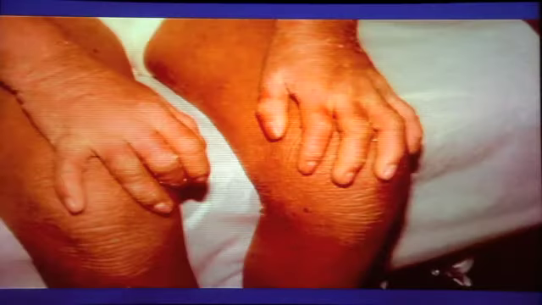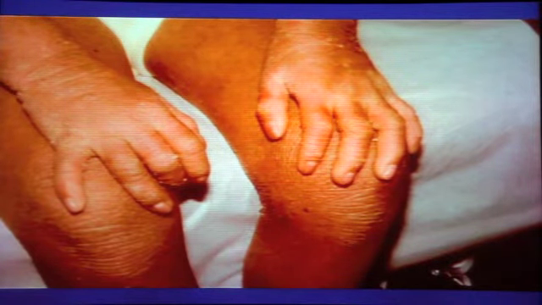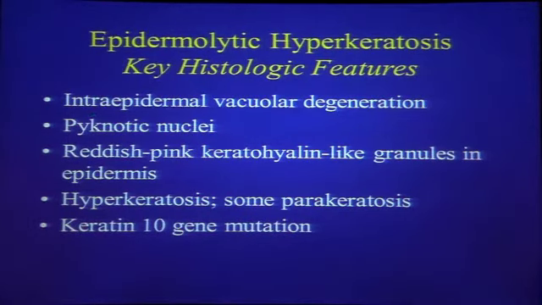This lady had this widespread systematized epidermal nevus, ichthyosis hystrix here. And then you see this linear pattern here in this lady. And this biopsy all showed the same thing. This was the epidermolytic hyperkeratosis, congenital widespread bullous ichthyosiform erythroderma. And if you look at this under the microscope, you get this intraepidermal vacuolar degeneration with pycnotic nuclei, hyperkeratosis. This is due to a keratin 10 gene mutation. And all of these look the same. So you can't really tell which one you're dealing with unless you have clinical correlation.